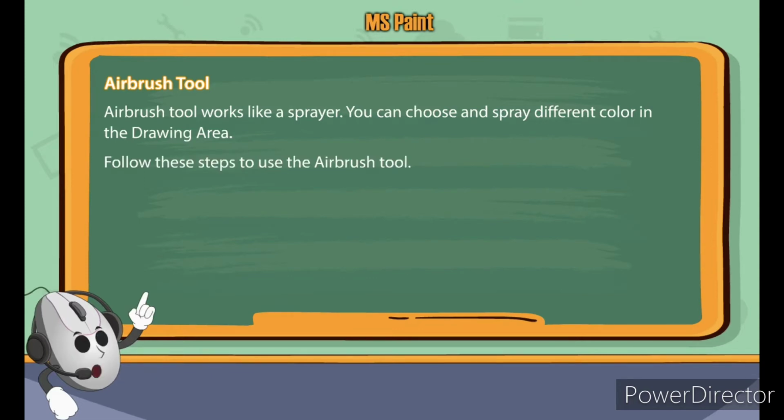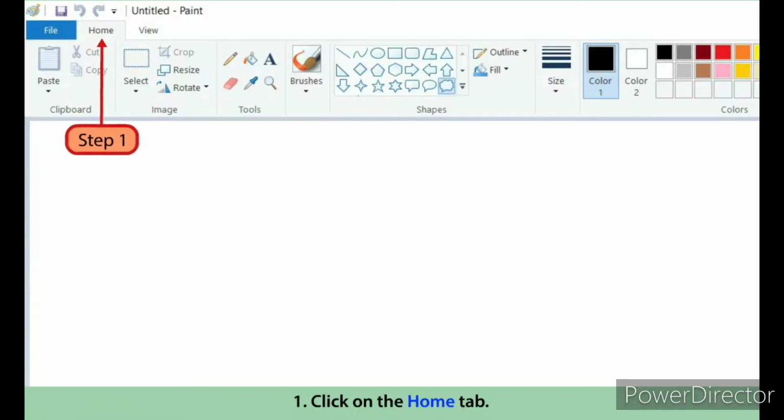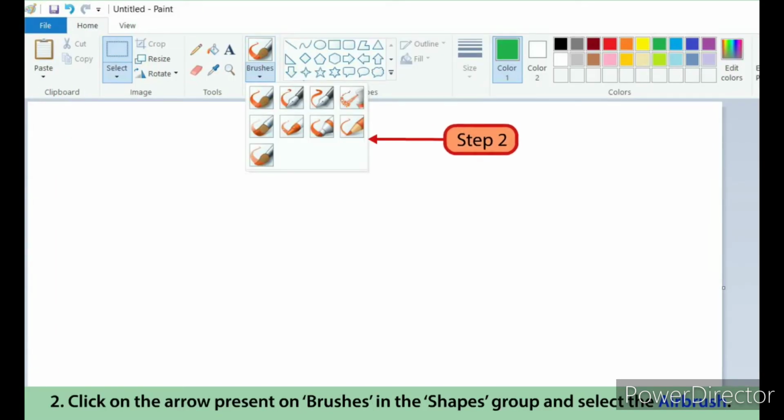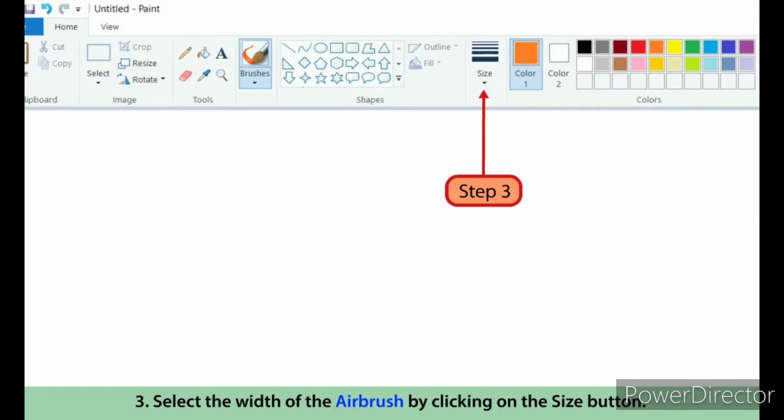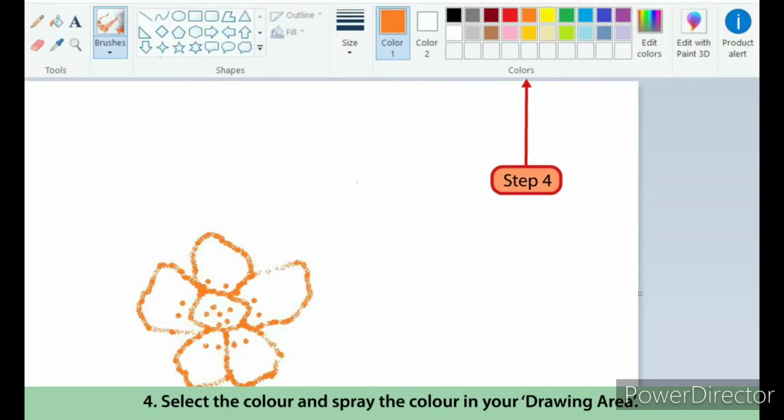Follow these steps to use the airbrush tool. 1. Click on the Home tab. 2. Click on the arrow present on brushes in the Shapes group and select the airbrush. 3. Select the width of the airbrush by clicking on the Size button. 4. Select the color and spray the color in your drawing area.